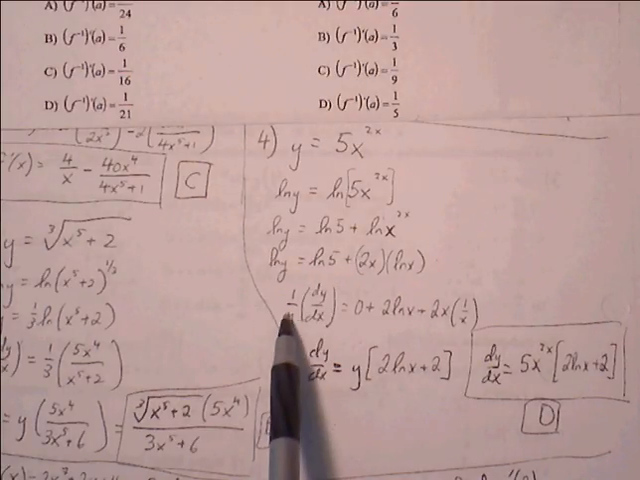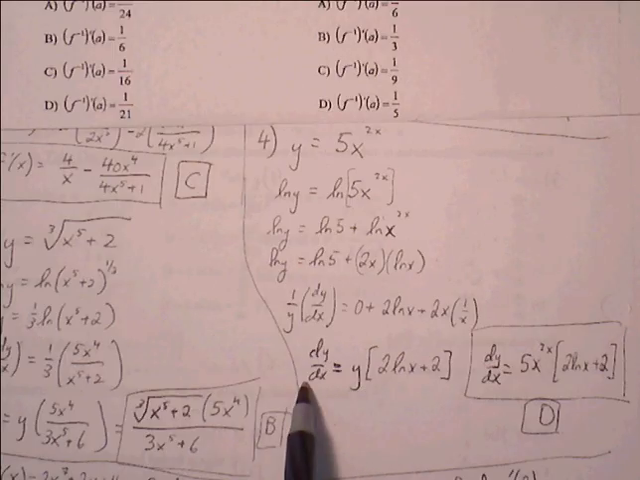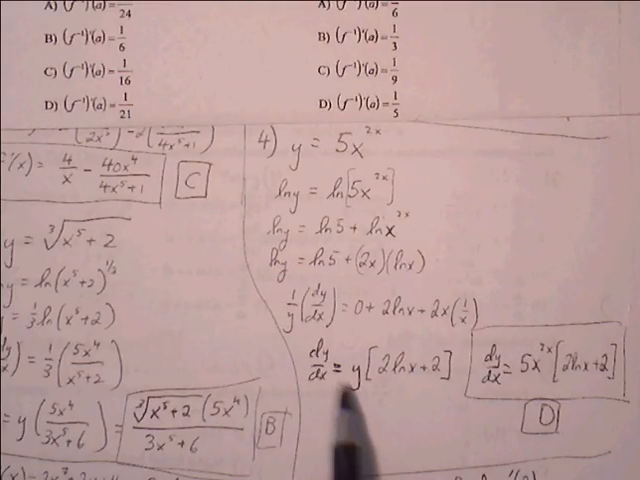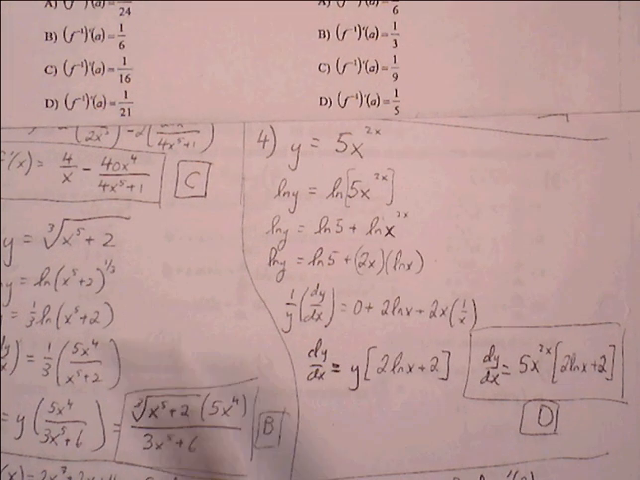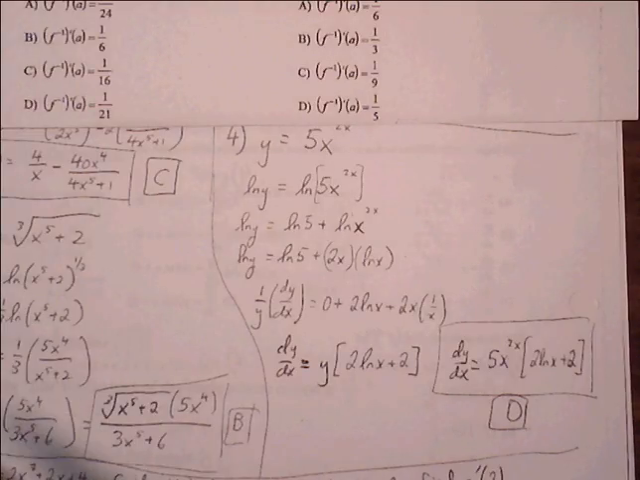We simply now have to move the y over to the right side to isolate the dy/dx by itself. And then once we have that, replace y back in terms of the original equation. So our final derivative answer is 5x to the 2x times 2 ln of x plus 2.